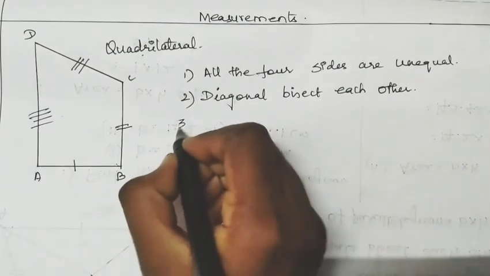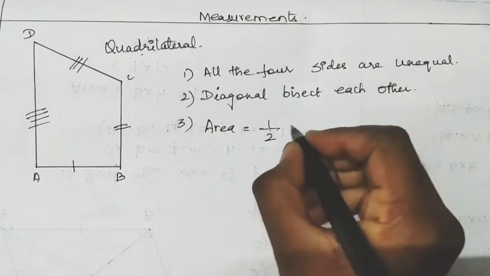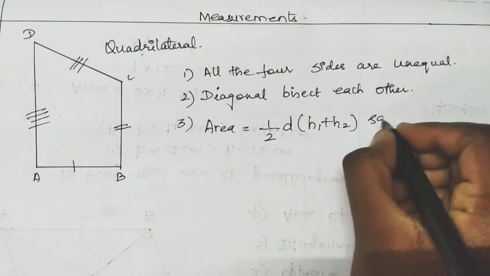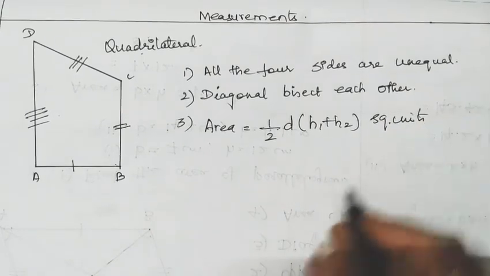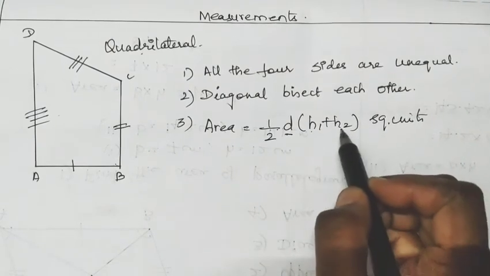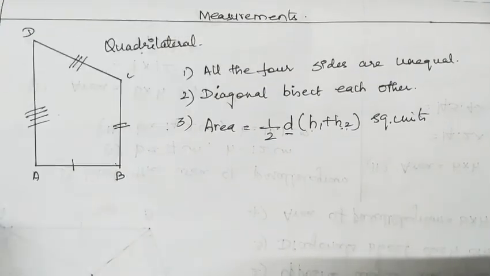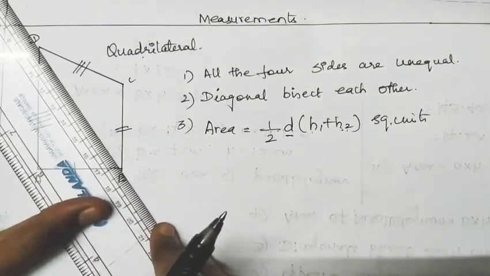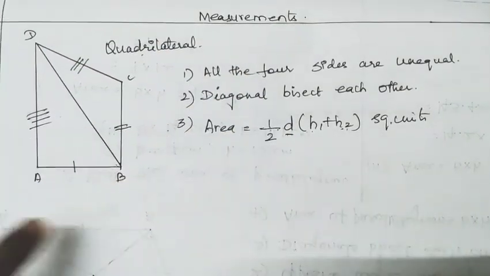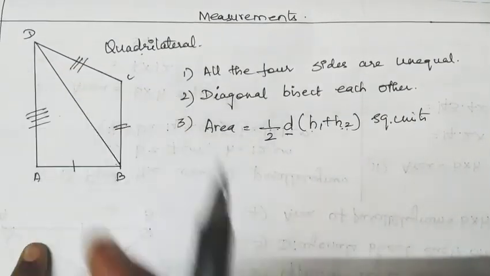The formula to calculate area of a quadrilateral is half into D into (H1 plus H2) square units. D is the diagonal. H1 and H2 are the heights. Now listen. So here I am joining this diagonal BD. BD is the diagonal I have considered here. If you want, you can take AC also.